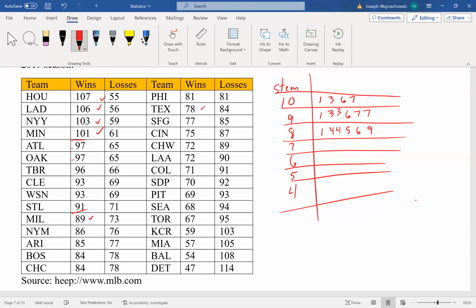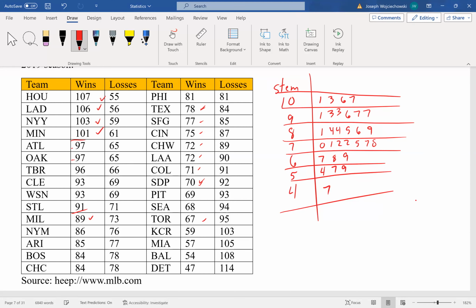Then my lowest 70 is a 70. So 0, 1, 2, 2, 5, 7, 8. Then looking at my 60s, I have a 67, a 68, and a 69. Going to my 50s, I have a 54, 57, and 59, and I have a 47.